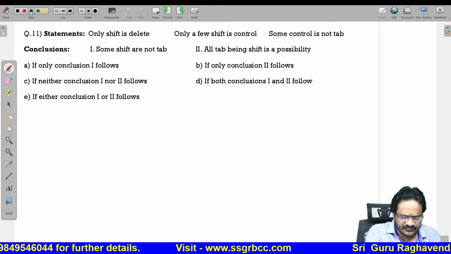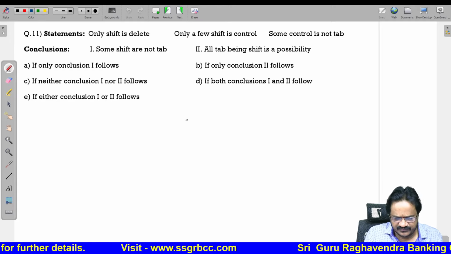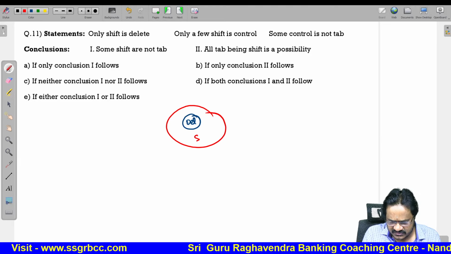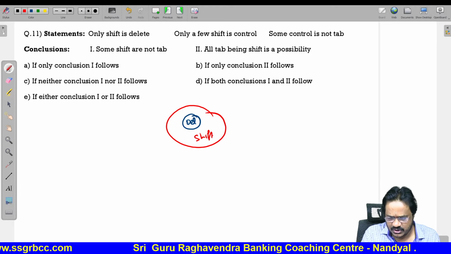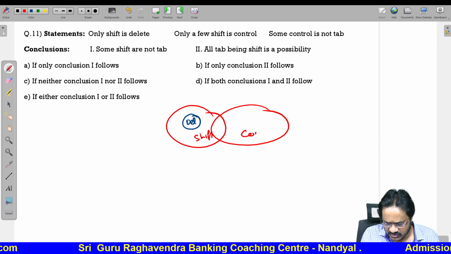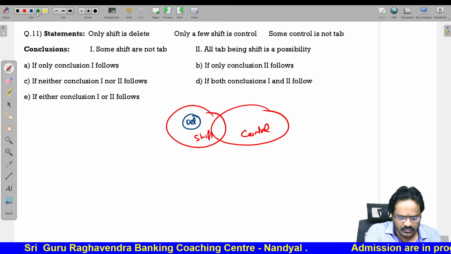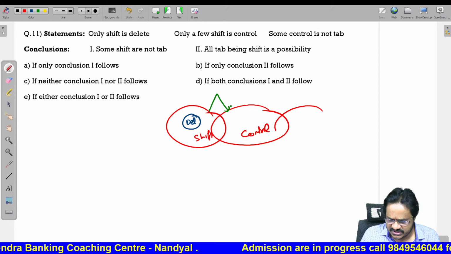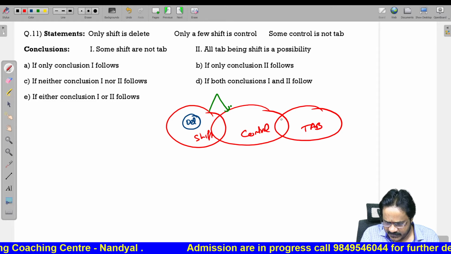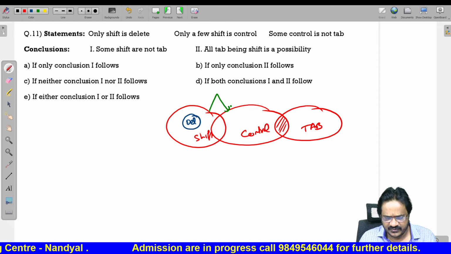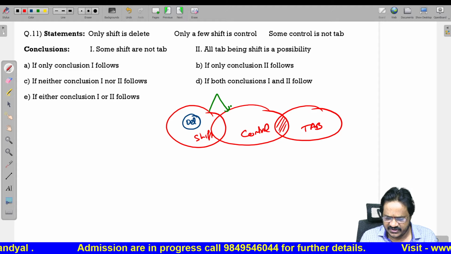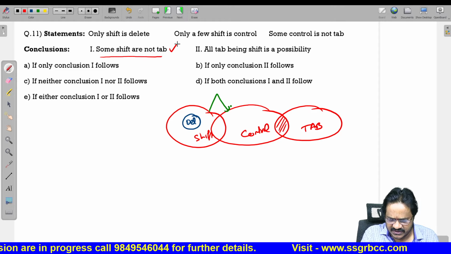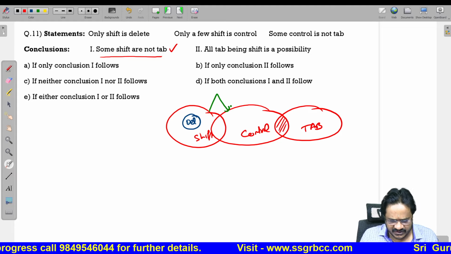Next question. Only shift is delete. That means all delete is shift. Only few shift is control. Some control is not tab. First one. Some shift is not tab. This one definitely follows. How does it definitely follow?